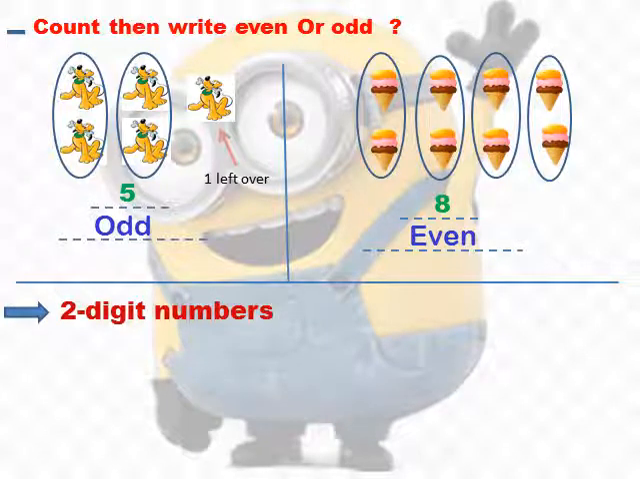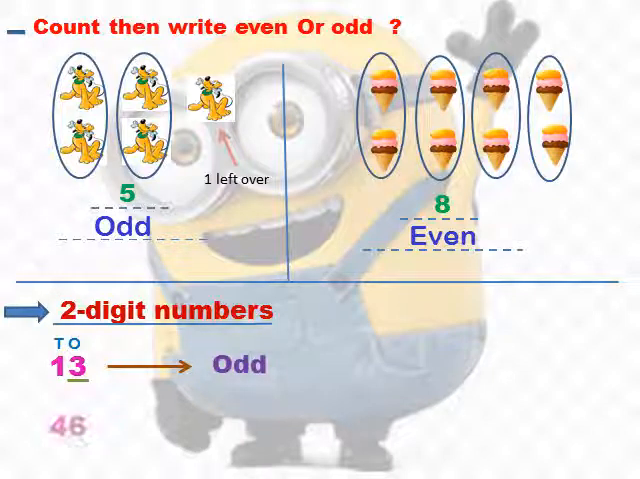So now if I want to know if a 2-digit number is an odd number or an even number, what shall I do here? Yes, I'm going to put 13, for example. I'm going to put the houses, ones and tens, and I'm going to look at the ones place. It's 3. Is 3 an odd number or an even number? Super, it's an odd number. So the whole number 13 is an odd number.